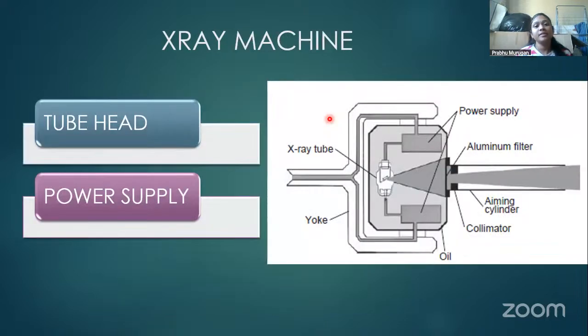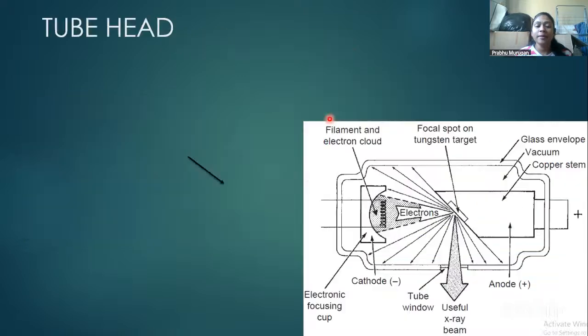For that, we need to understand about the equipment, right? So the X-ray machine is composed of two main things: a tube head and a power supply. Okay, the tube head is the component where your X-rays are going to be produced. The power supply is the one that is going to facilitate the production of these X-rays.